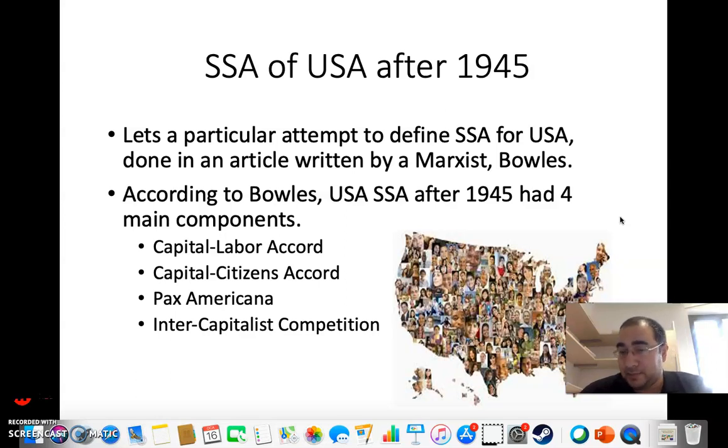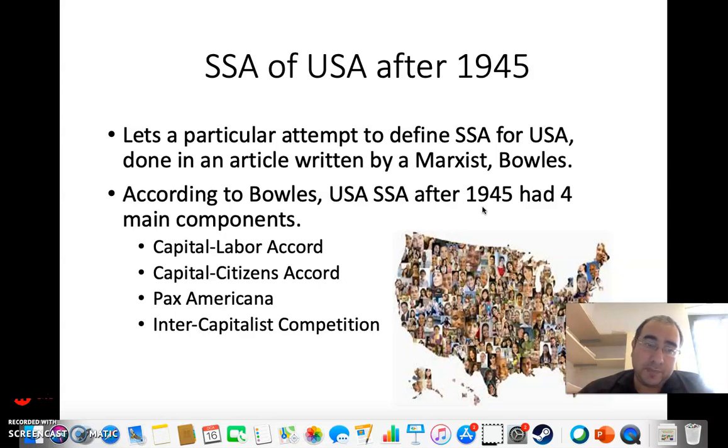But as the economic system progresses, that system will become deficient as the economic system becomes more developed. And at that point, a new social structure should be founded, which will replace the old social structure. One economist who used it was Bowles, who created the US SSA after 1945, to which he has given four different components.